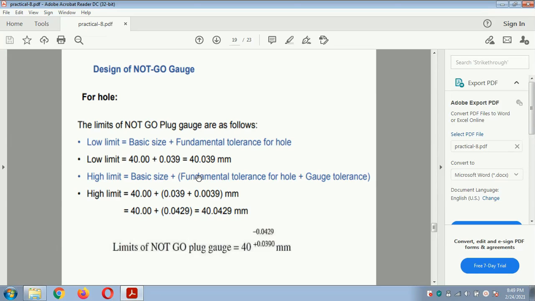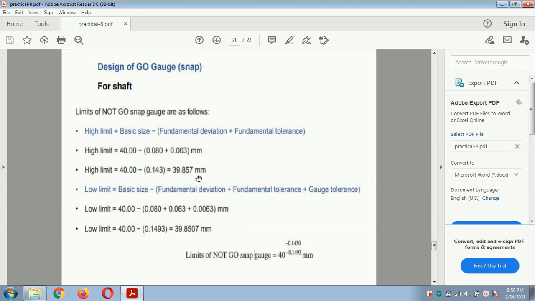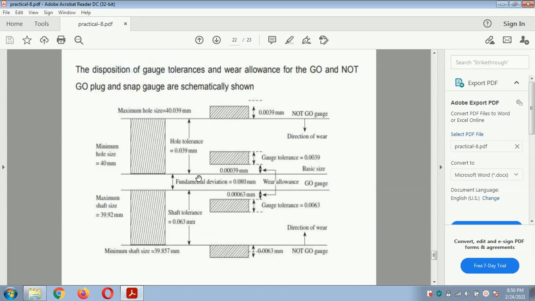The same dimensions can be related, but in that higher limit, the basic size is added with the fundamental tolerance as well as the gauge tolerance. Therefore, the limit of the not go plug gauge is 40 minus 0.0429 plus 0.0390. So these are the basic dimensions related to the not go gauge for the shaft and the go gauge for the shaft. In this way, the diagram is drawn with relation to the gauge tolerance and wear tolerance for the go gauge or not go gauge.